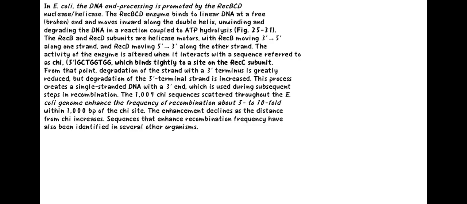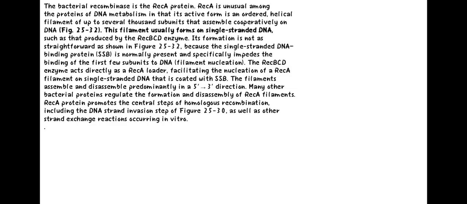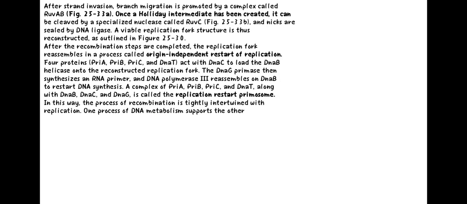Chi sequences scattered throughout the E. coli genome enhance the frequency of recombination about 5 to 10-fold within 100 bp of a Chi site. The enhancement declines as the distance from Chi increases. Sequences that enhance recombination frequency have also been identified in several other organisms. The bacterial recombinase is the RecA protein. RecA is unusual among the proteins of DNA metabolism in that its active form is an ordered helical filament of up to several thousand subunits that assemble cooperatively on the DNA. This filament usually forms on single-stranded DNA.